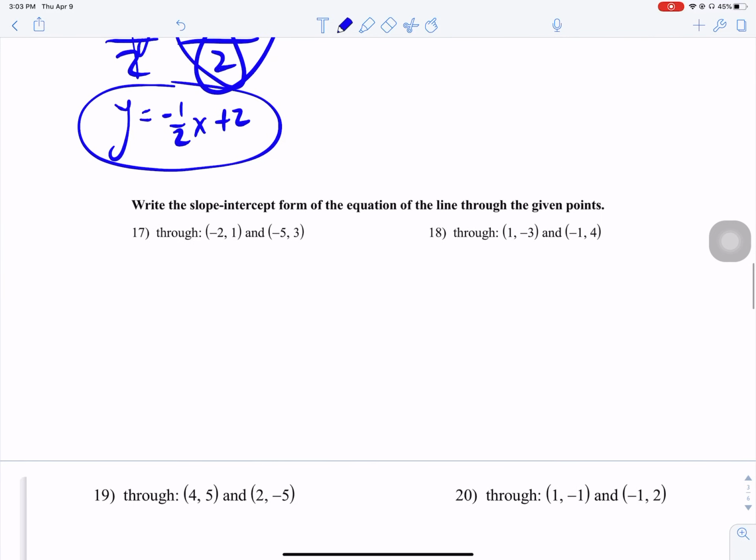Okay, a few more. Give me the slope intercept form. Again, slope intercept is the one we know. Point slope's the new one. So give me slope intercept form of this one. This is us taking the y2 minus y1 approach.